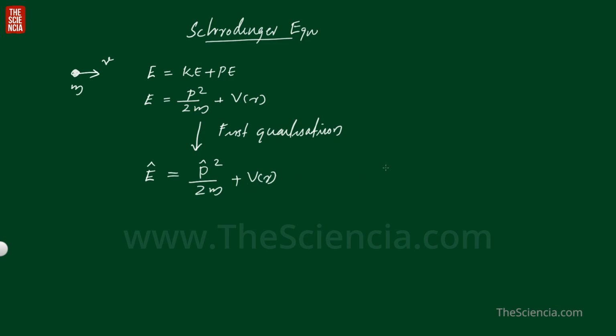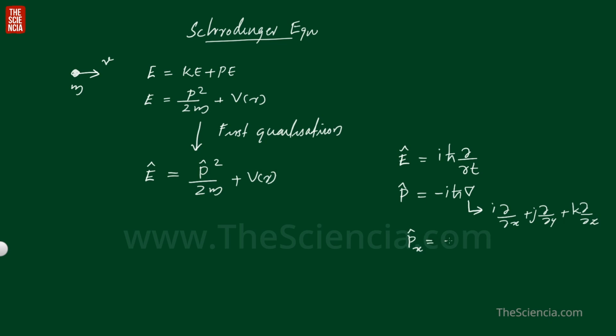Here, what are these operators? The E cap operator is defined as i h cross dou by dou t, and the P cap operator is defined as minus i h cross del, where del is equal to i dou by dou x plus j dou by dou y plus k dou by dou z. For special cases like the px operator, it becomes minus i h cross dou by dou x. So this E and P are operators.